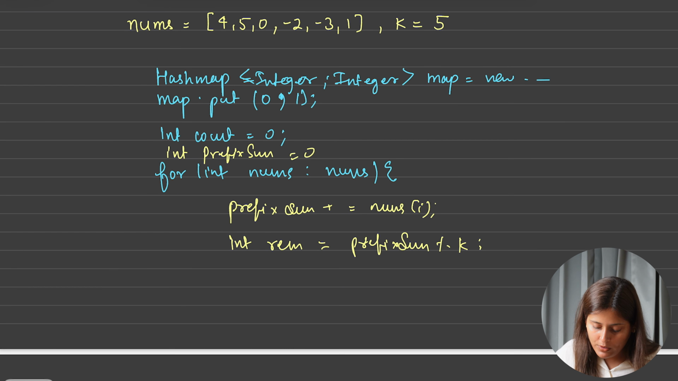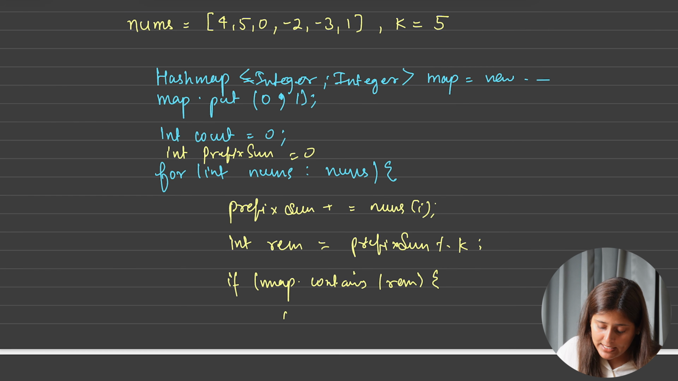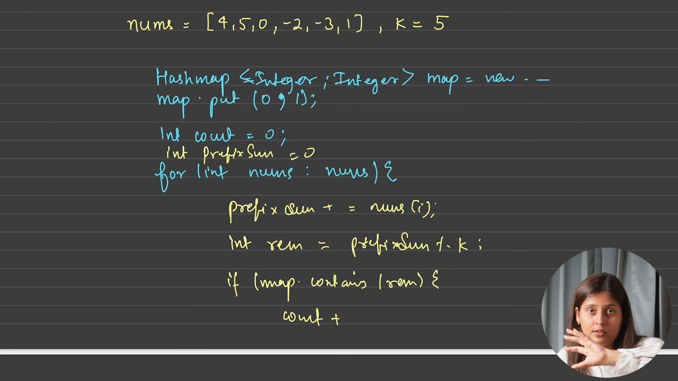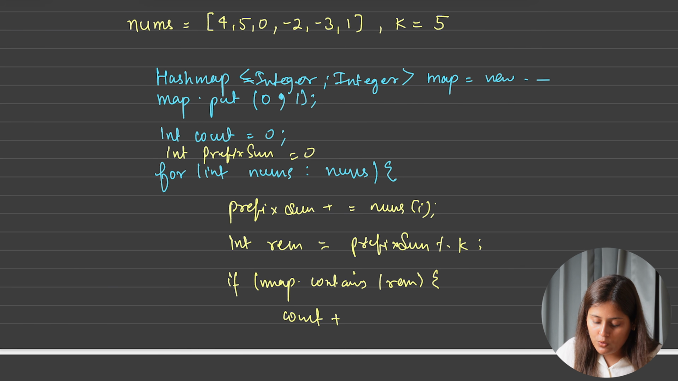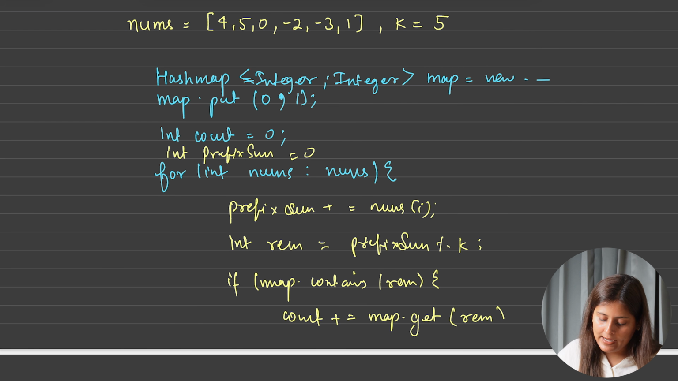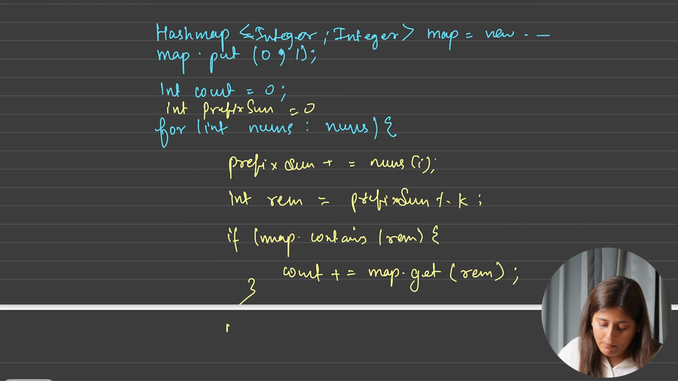Okay, so what we will do, if our map dot contains remainder, if it is true, then whatever is the frequency of that remainder in the map, that will be our count of such subarrays. Yes, so we'll do count plus equals map dot get remainder, correct? And now we can add it, and even though we have added, still we have to add in a map now. So we will do map dot put, what we want to put, remainder.